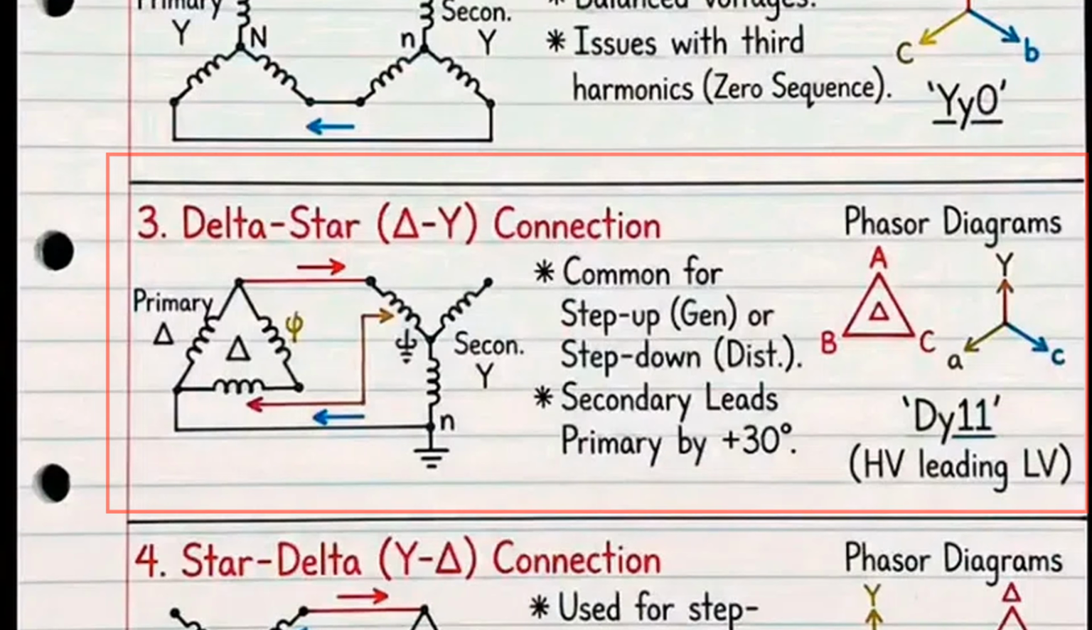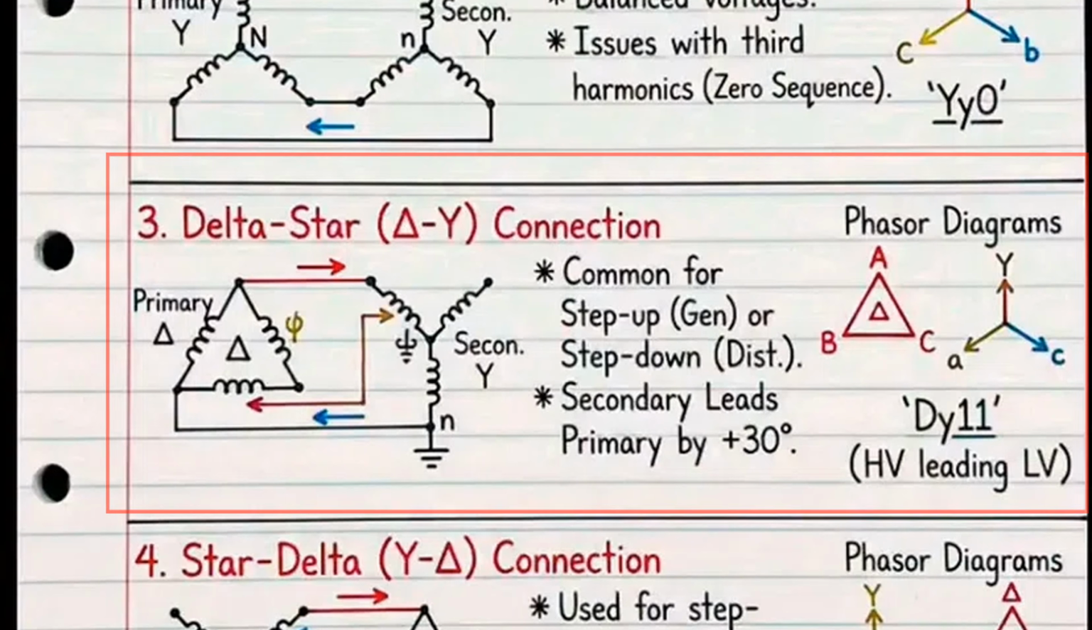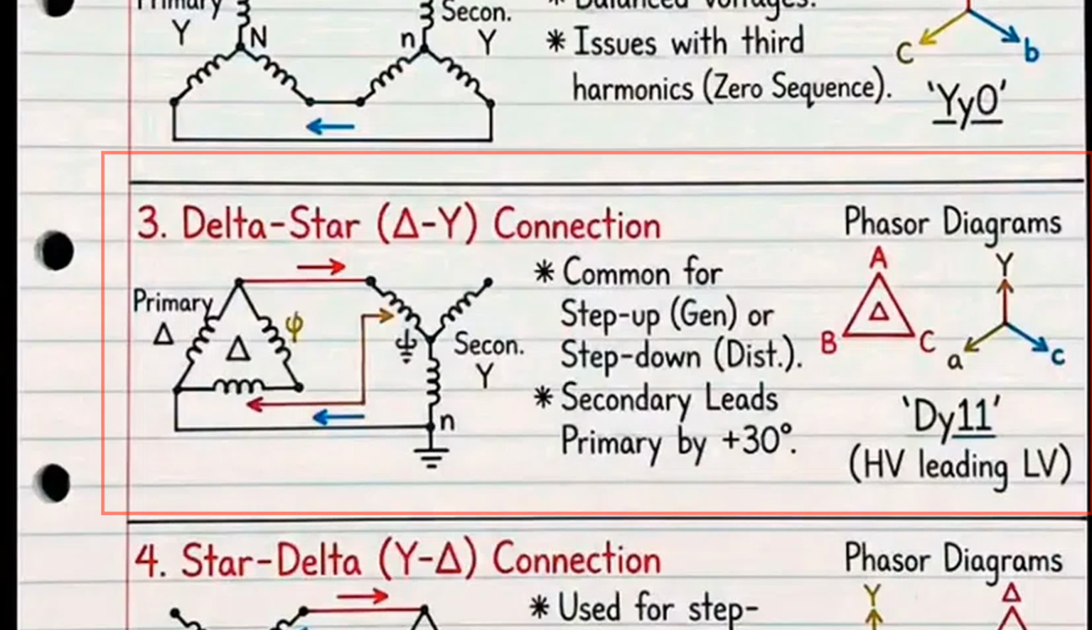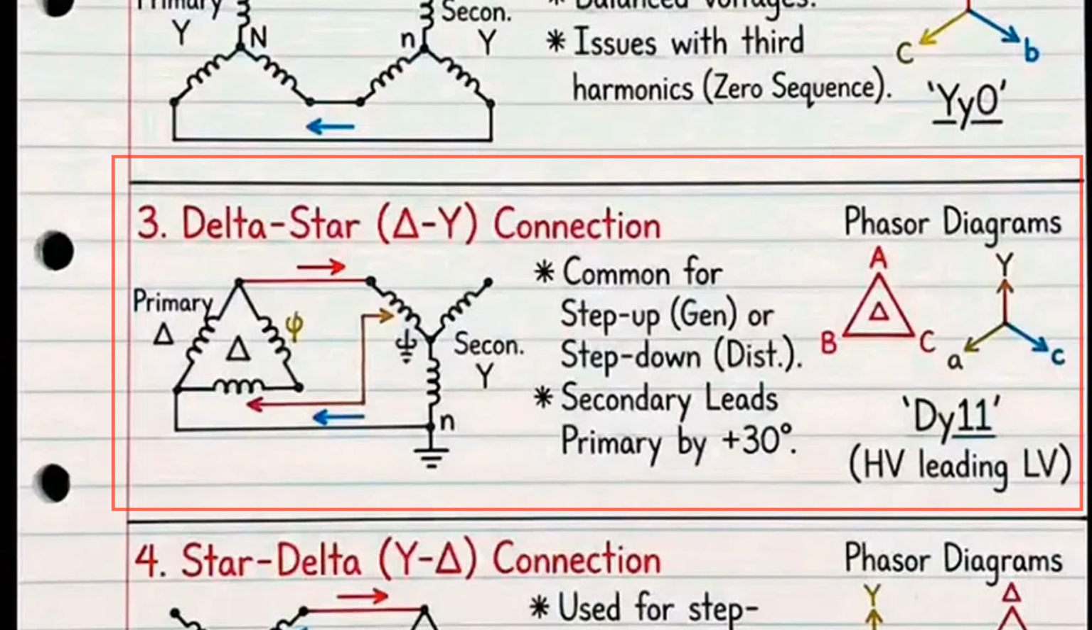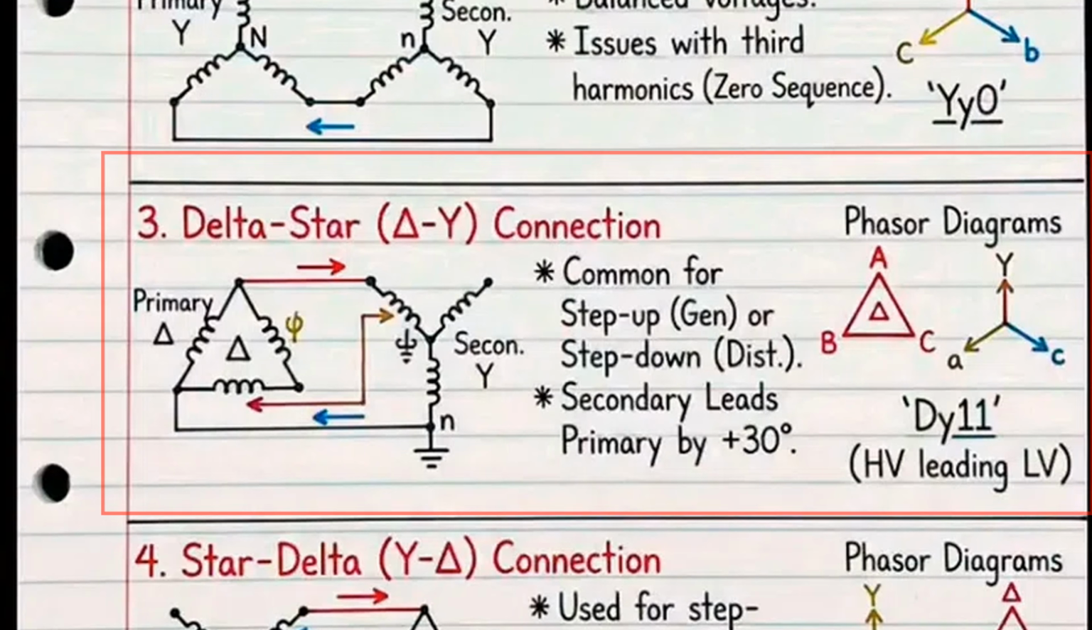Third, this connection provides a phase shift of plus 30 degrees. Meaning the secondary voltage leads the primary by 30 degrees. This is really important when you're paralleling transformers. You need to make sure the phase shifts match.